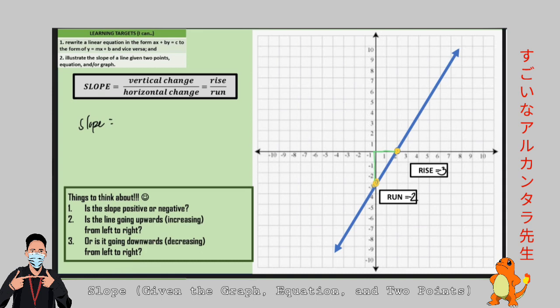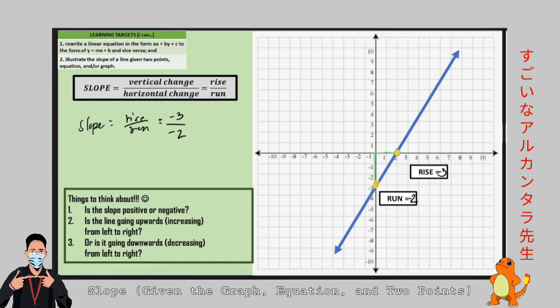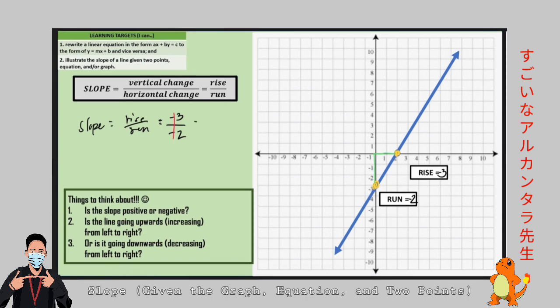Slope is equal to rise over run. And since our rise is negative 3 and our run is negative 2, we can actually cancel out the negative signs here. And therefore, our final answer will be simply 3 over 2.